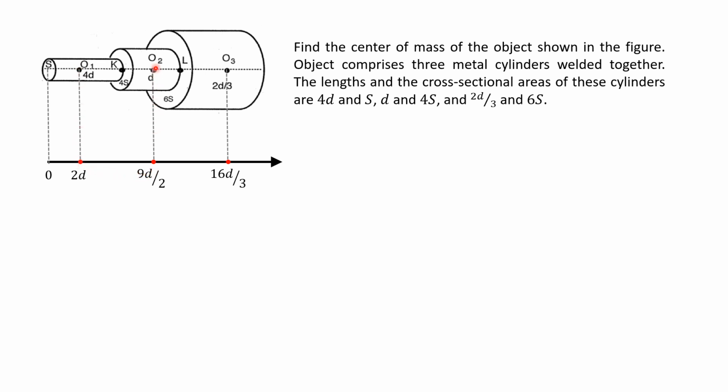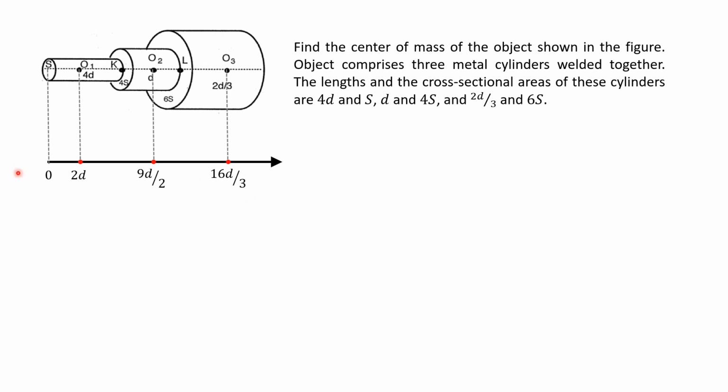The center of mass of cylinder 2 is going to be right in the middle of cylinder 2, right? So if this distance is 4D and this distance is D over 2, the distance from the starting point is going to be 9D over 2. Likewise, to calculate this distance, we take 5D and add to it D over 3, because it's right in the middle. So 5D plus D over 3 gives us 16D over 3.